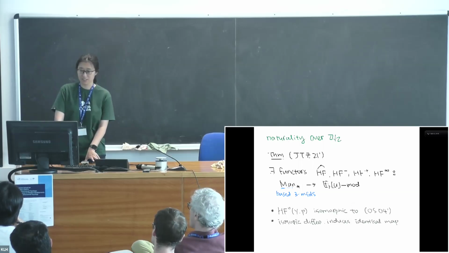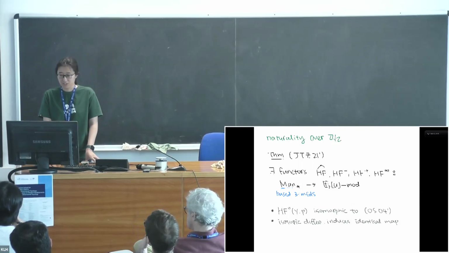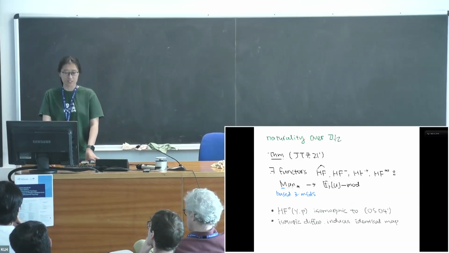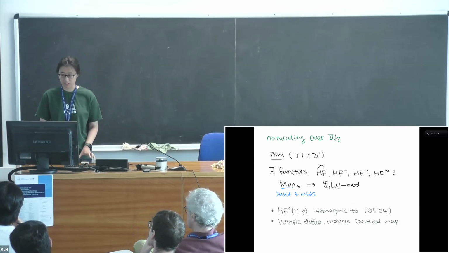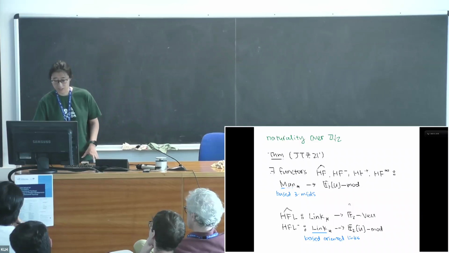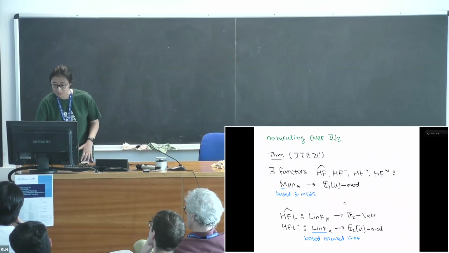Juhász, Thurston, and Zemke show that there exist functors HF hat, HF minus, HF plus, and HF infinity from the category of based three-manifolds to F2[U]-modules. Isotopic diffeomorphisms induce the same map on the Heegaard Floer homology group. Similarly, for based oriented links, we can upgrade that to a functor as well.